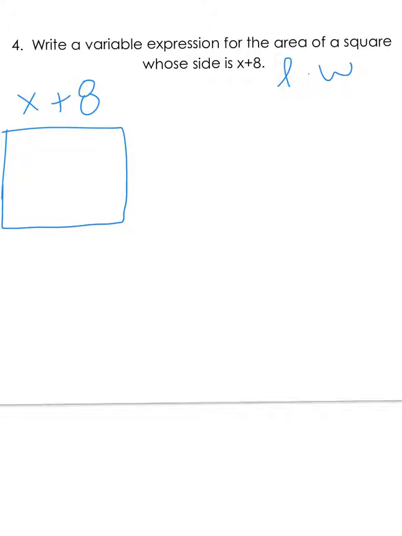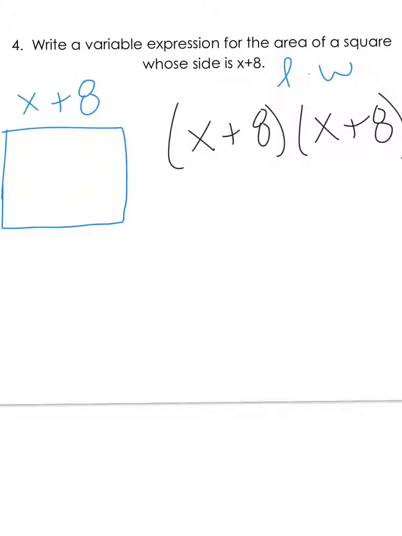Number 4, write a variable expression for the area of a square whose side is x plus 8. So I'm going to go ahead and draw a square. And I know each side of a square is the same. So if I want to now find area, length times width, I know that x plus 8 is the dimensions for both the length and width. So I'm going to go ahead and multiply those together. x plus 8 times x plus 8.